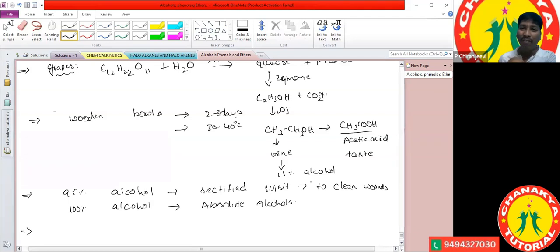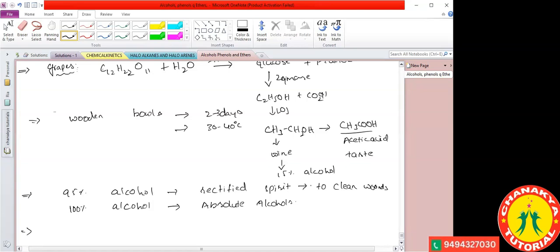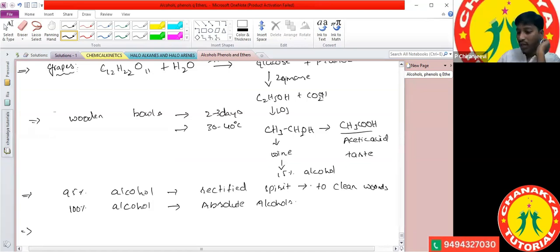Ethanol is highly inflammable. What is meant by highly inflammable? It easily catches fire. Due to that reason, in biology labs and chemistry labs they use spirit lamps. Spirit is nothing but ethanol.